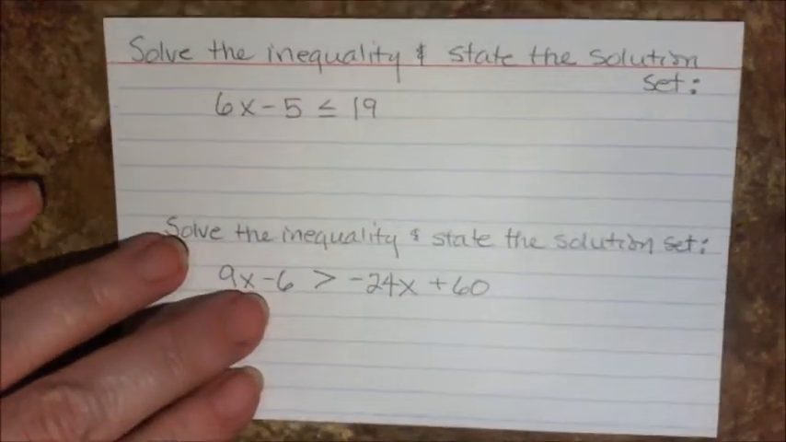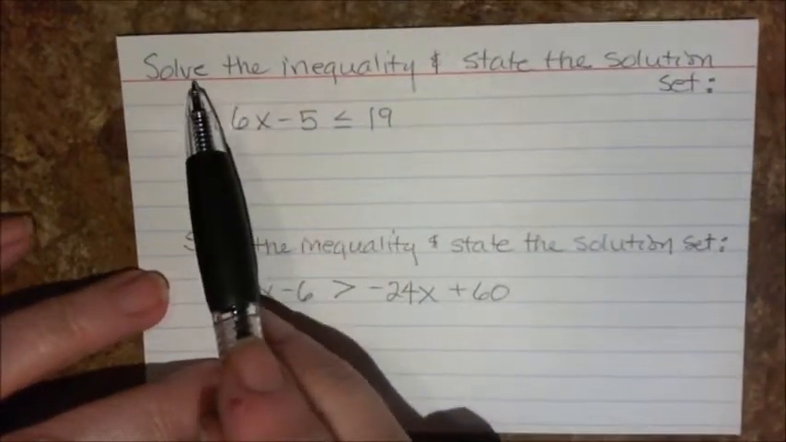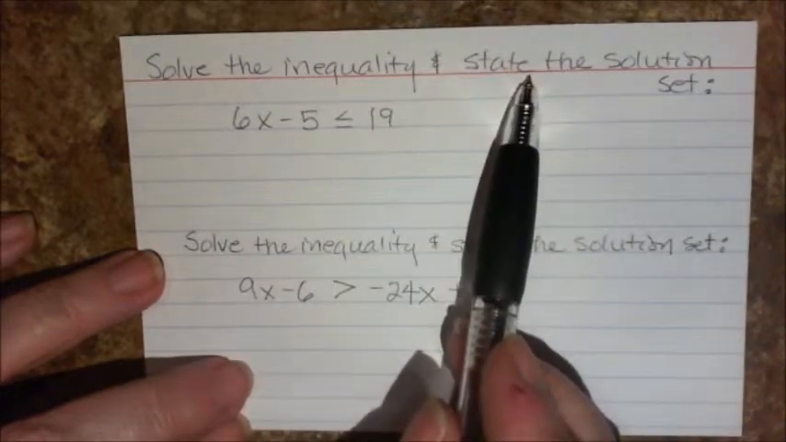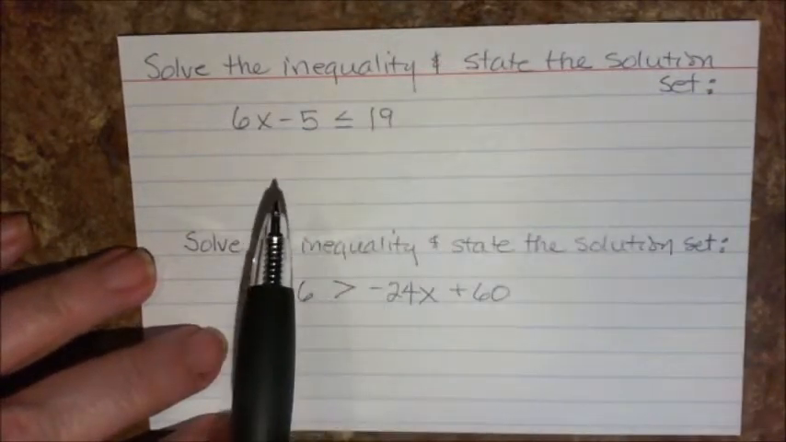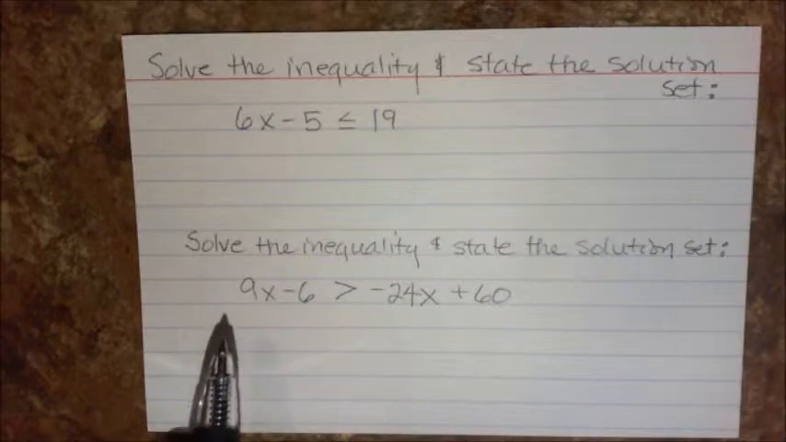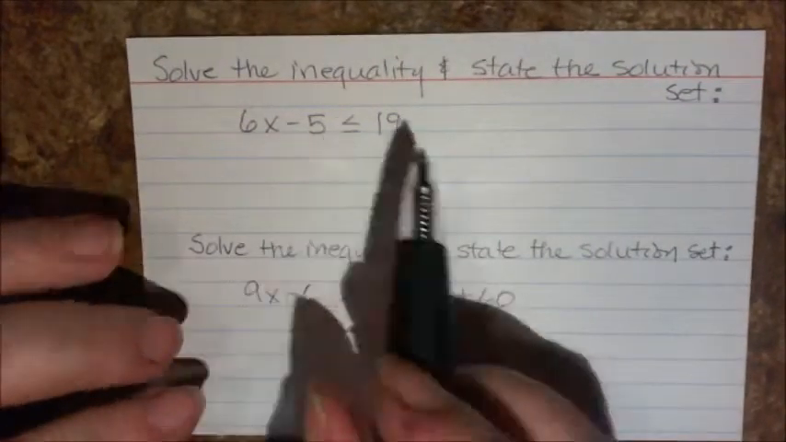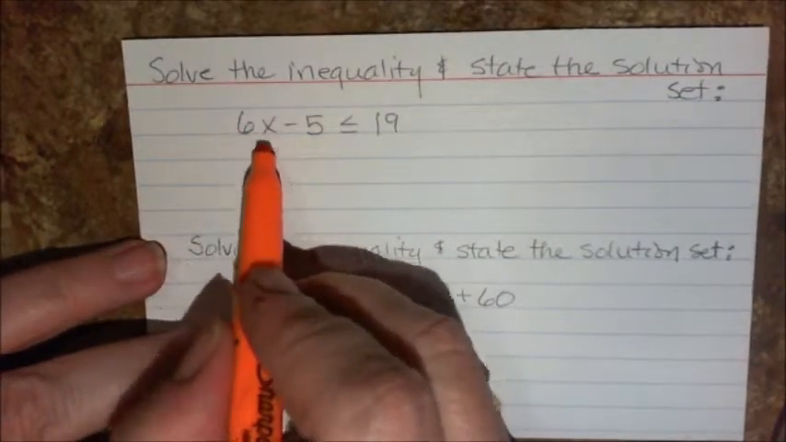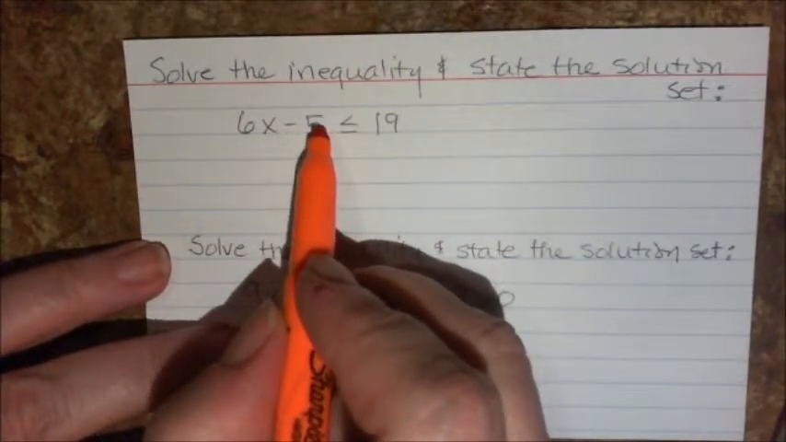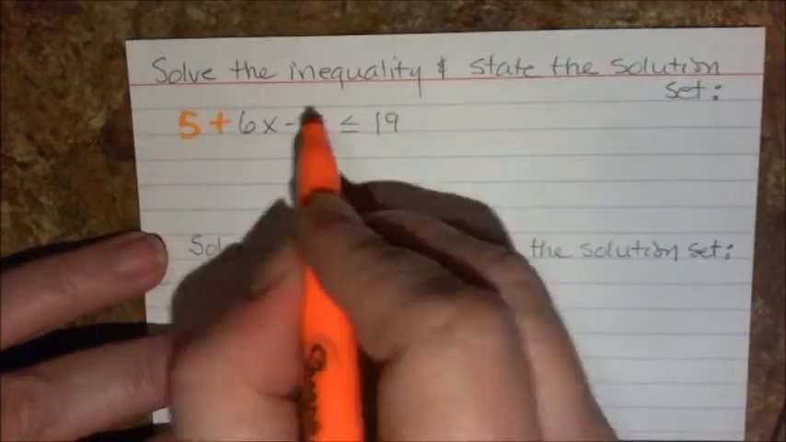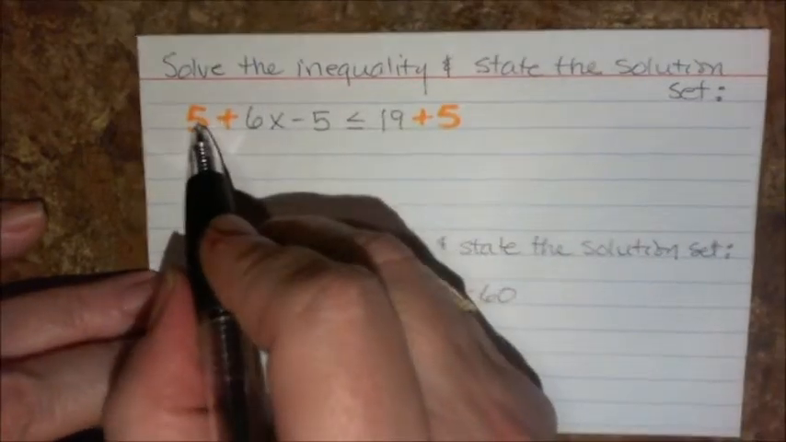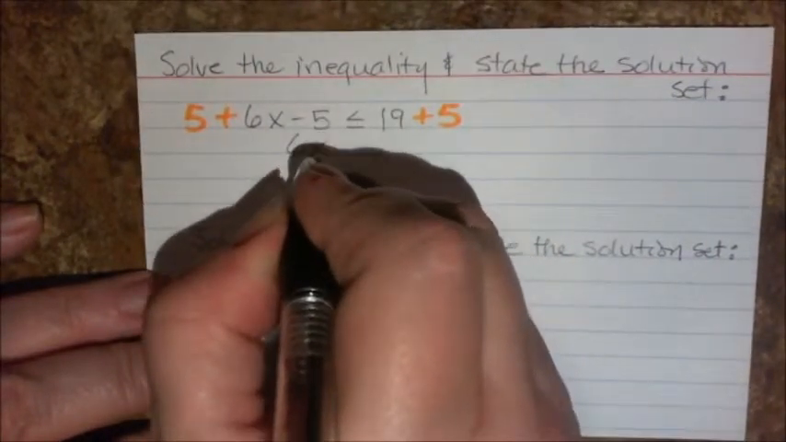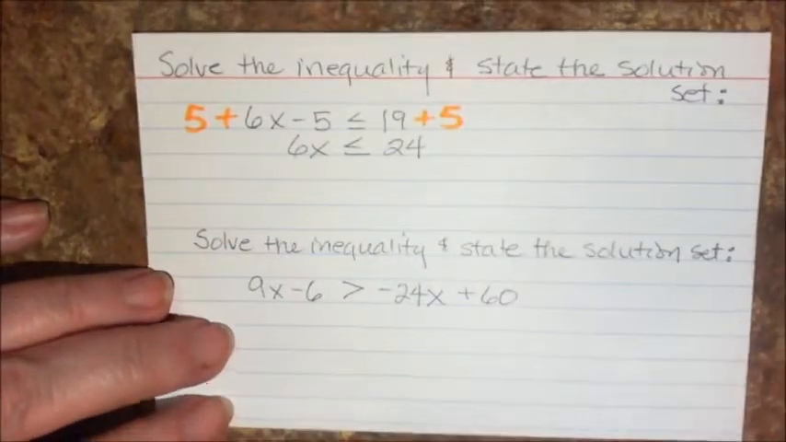Okay, let's solve another couple. Now on these we're not asked to graph. It says solve the inequality and state the solution set. Alright, so we'll talk about how to state the solution set without drawing a graph. So to solve this, like an equation, we want to isolate the variable term, so we need to eliminate the minus 5 with a plus 5 on both sides. So this zeroes out and leaves us with 6x is less than or equal to 19 plus 5, which is 24.